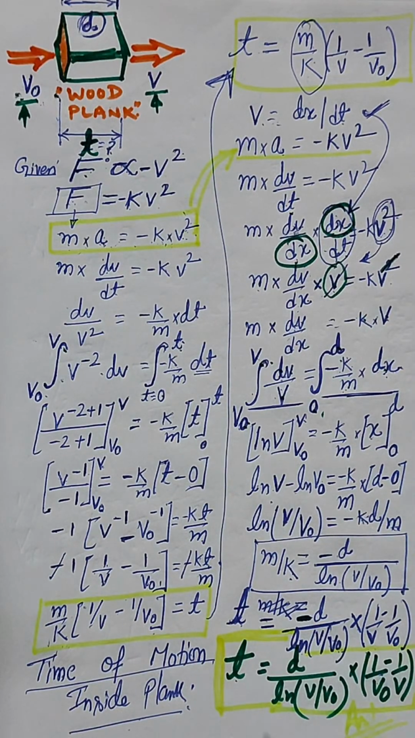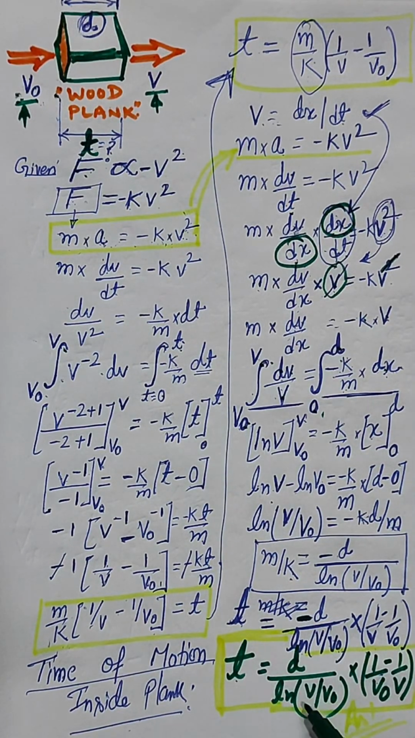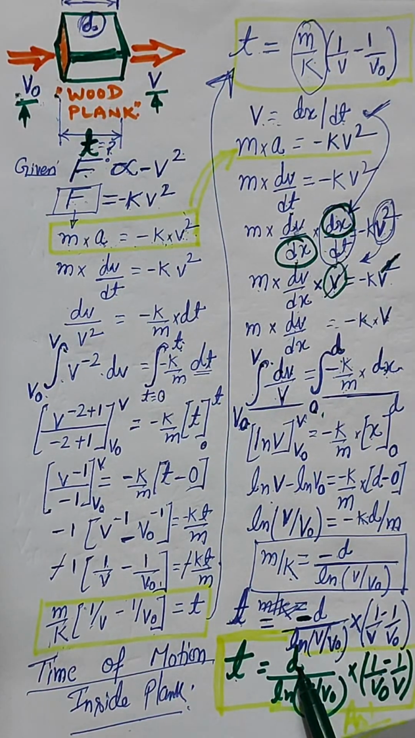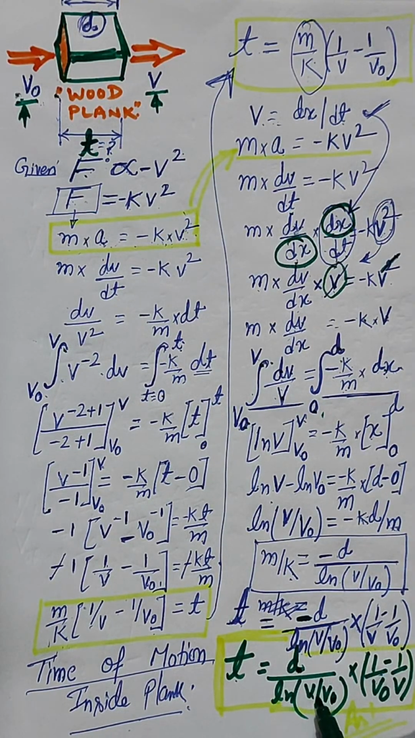Now, you need not remember this. If this derivation is asked in the question, you can just derive it, and then put the value of the thickness of the plank in place of d. When the velocities at the entry point and exit point of the bullet are given to you, just put those values for v and v0 over here.